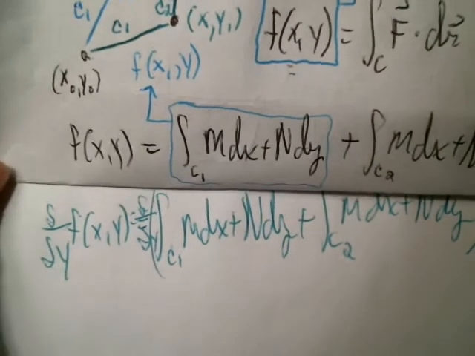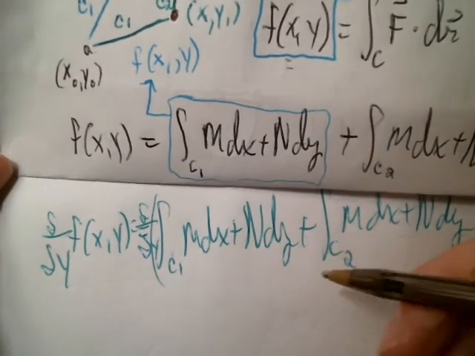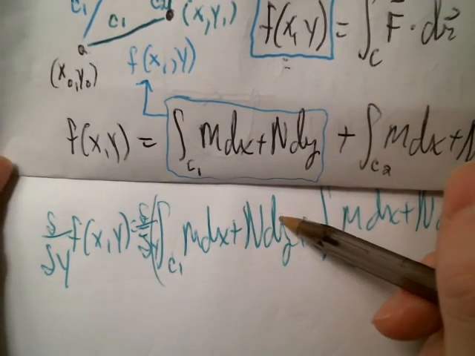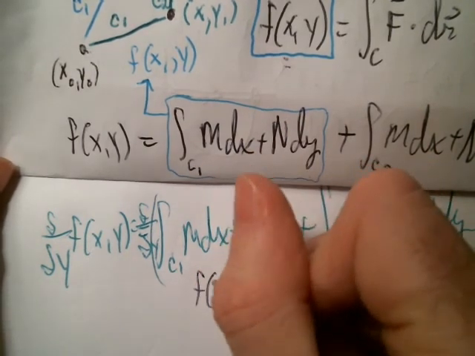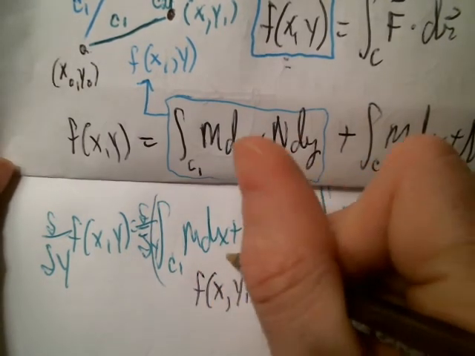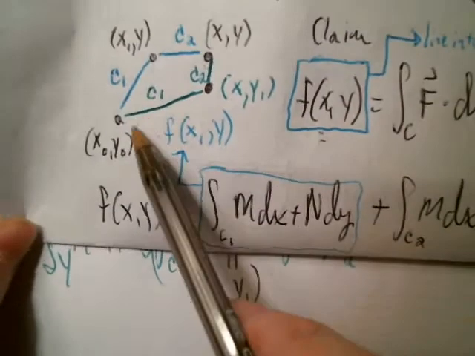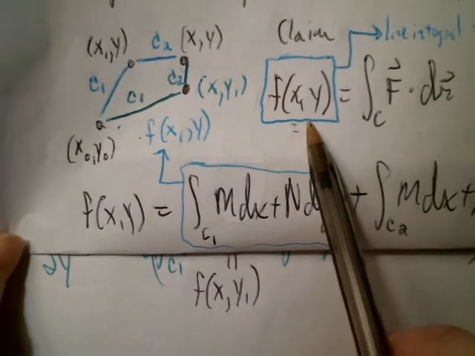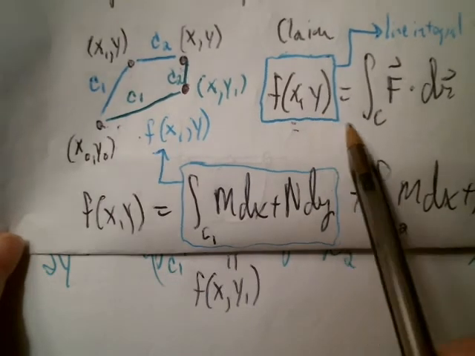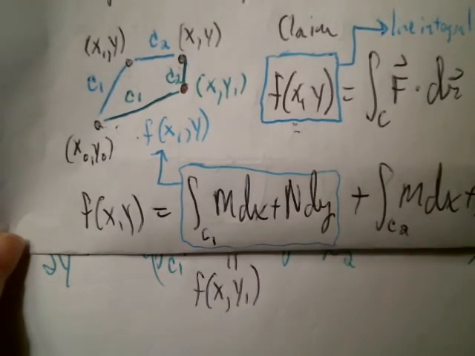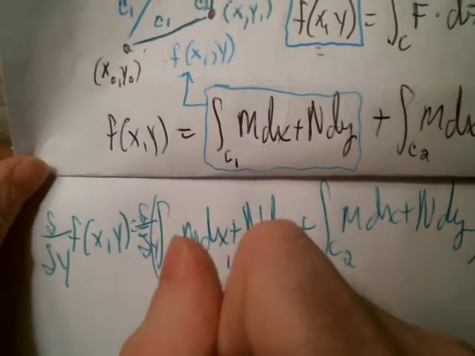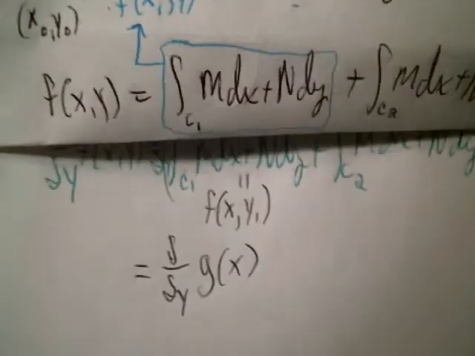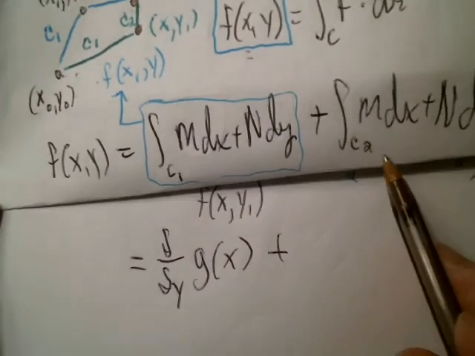All right, so let me get a different colored pen. This thing right here, in this particular case, you can think of it as f of x comma y1, because it's the integral over this curve, where that means just input x comma y1 into this function. You're replacing all the variable y's with this y1 constant, and it's a function in terms of x. So that will equal the partial derivative with respect to y of some function in terms of x, and then plus this thing.